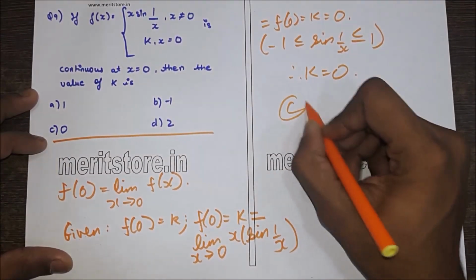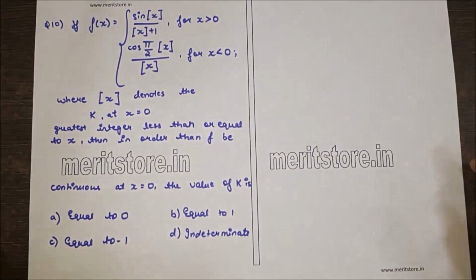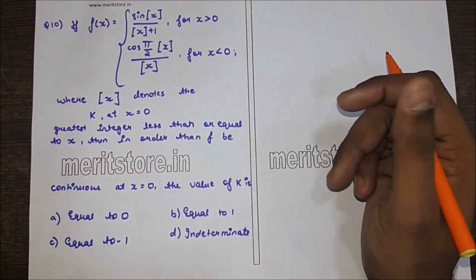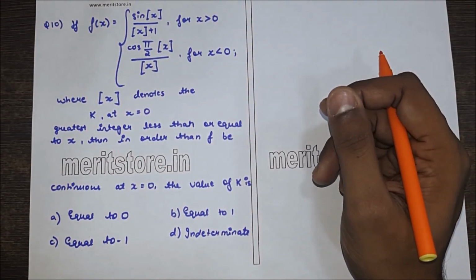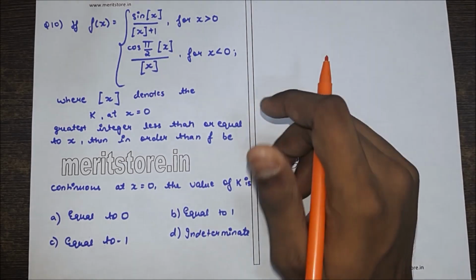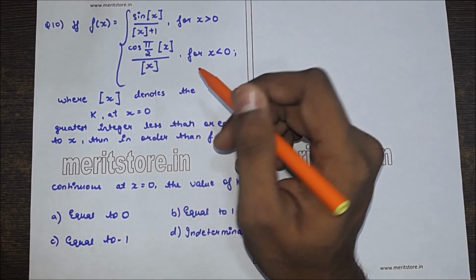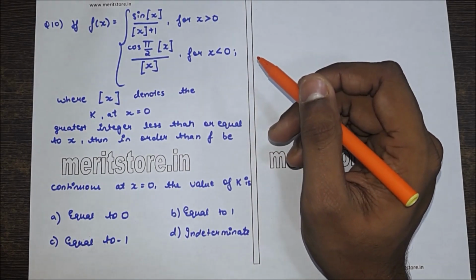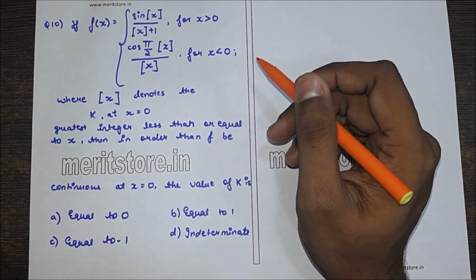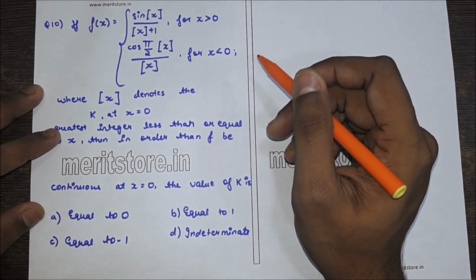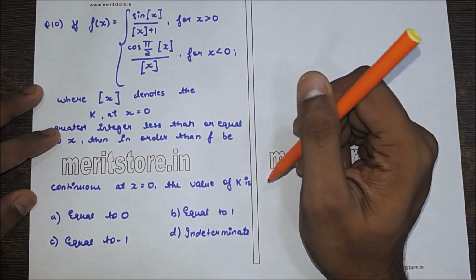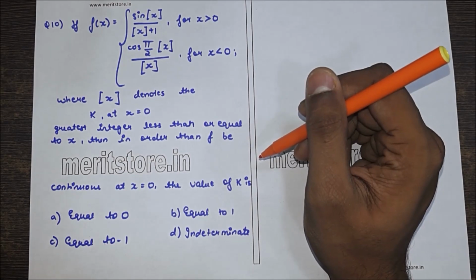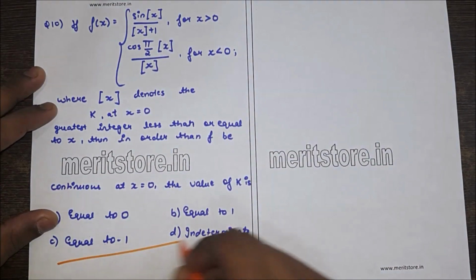That is option C. If f of x is equal to sine of x upon x plus 1 for x greater than 0, and cos of (pi by 2 of x) upon x for x less than 0, where the bracket denotes the greatest integer less than or equal to x, then f is continuous at x equal to 0 if the value of k is: a, equal to 0; b, equal to 1; c, equal to minus 1; or d, indeterminate.